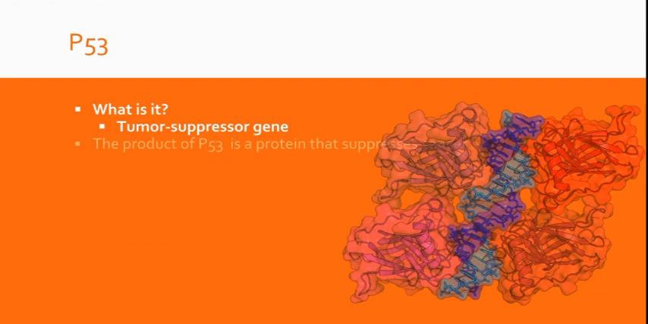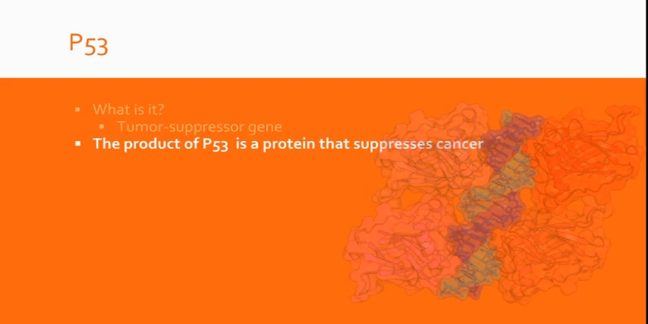But really, to understand pancreatic cancer, we have to understand what P53 is. And P53 is a very, very important tumor suppressor gene. And it's important because the product of P53 is a protein that suppresses cancer. So let's take a look at this through a little diagram.